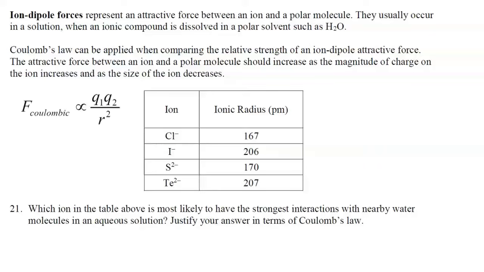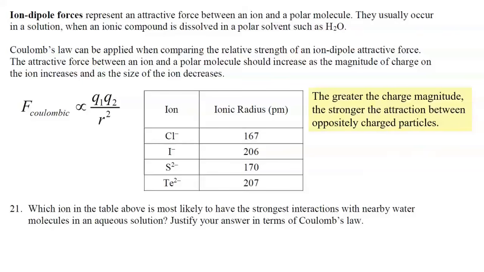So here is Coulomb's law, which has a numerator Q1 and Q2 that has to do with the magnitude of the charge, and then r squared in the denominator that has to do with the distance between the particles. The greater the charge magnitude, the stronger the attraction between the oppositely charged particles. We're talking about a water molecule and one of these four ions. Which ion in the table above is most likely to have the strongest interactions with nearby water molecules? If I have to choose between -1 and -2, I would choose -2 because that is a greater charge magnitude.